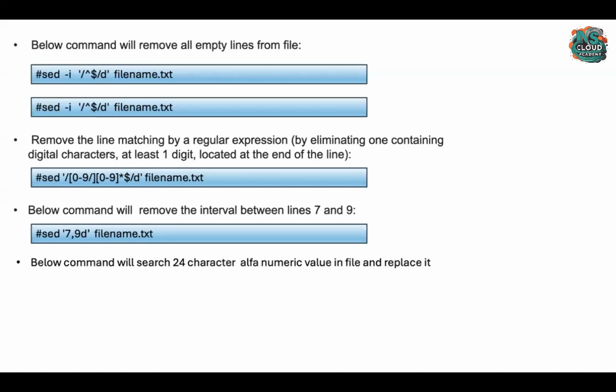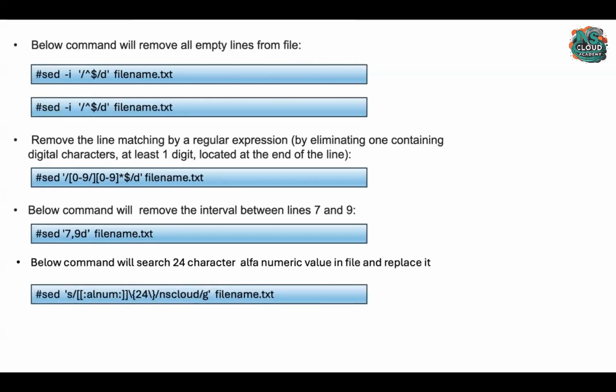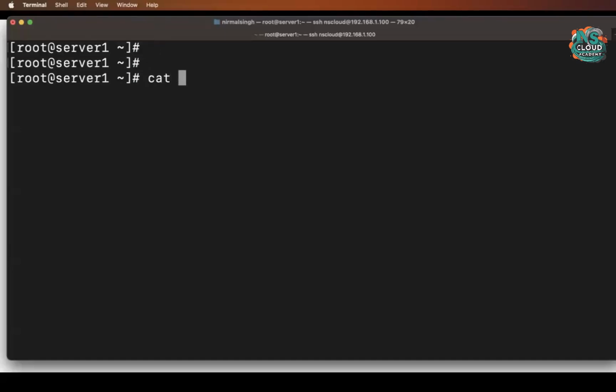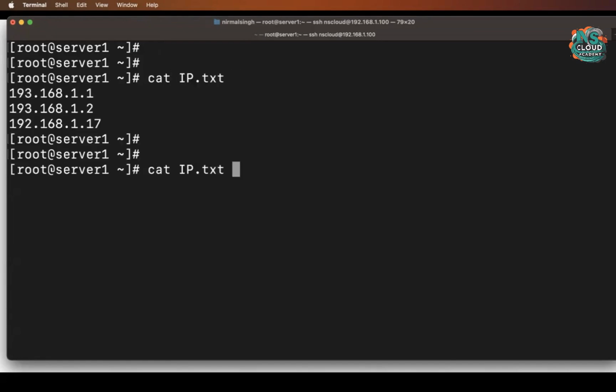The below command will search for a 24 character alphanumeric value in the file and replace it. So here it is matching a 24 character alphanumeric value. If it is not alphanumeric, it will not search it. But if it matches a 24 character value, only then will it change it. For example, cat ip.txt. Here we have only IPs.